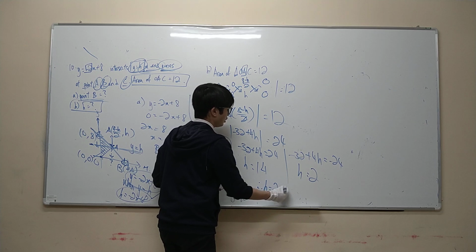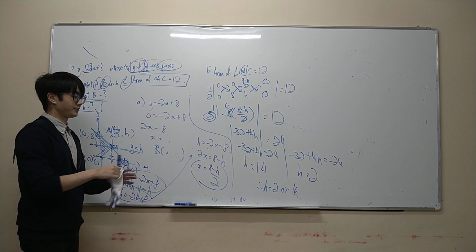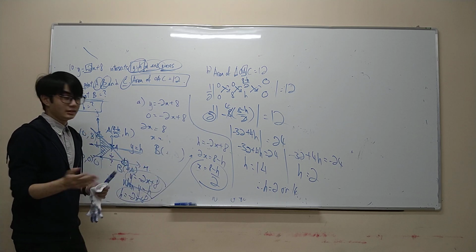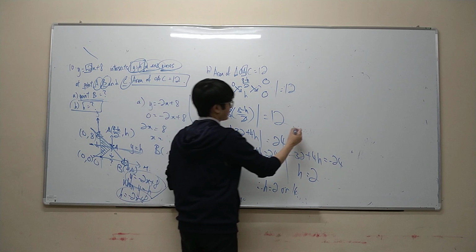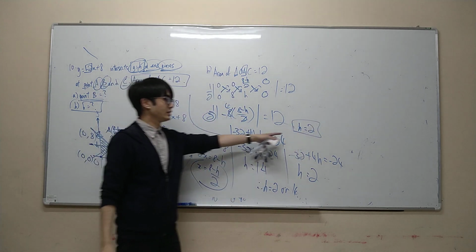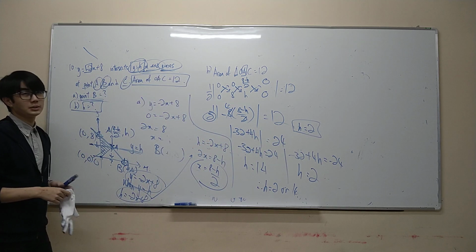H equals to 2 or 14. Okay, I'll stop here and explain a bit. In the schema jawapan, the schema jawapan gives you like this. Ini jawapan dia. Dalam schema jawapan, they say h equals to 2. But in my opinion, there are two possible answers.